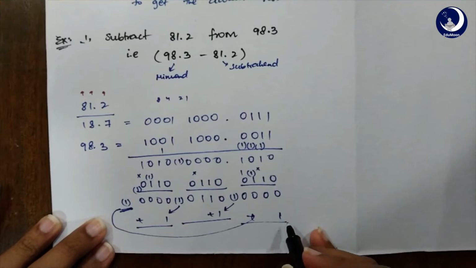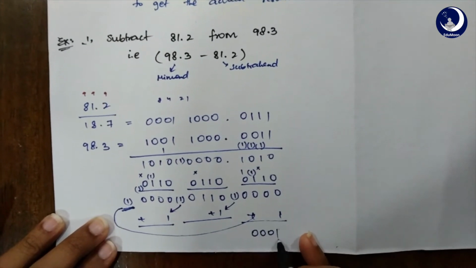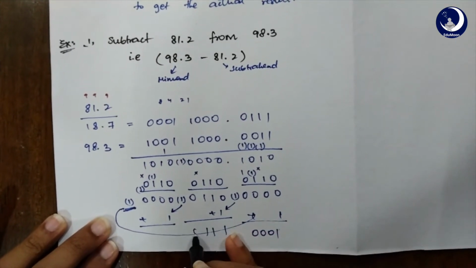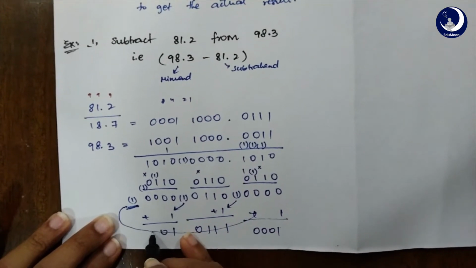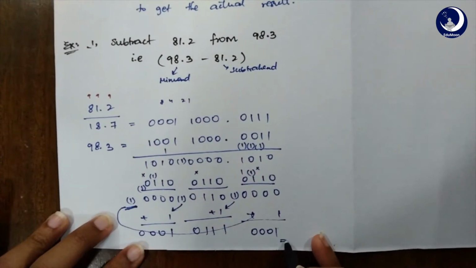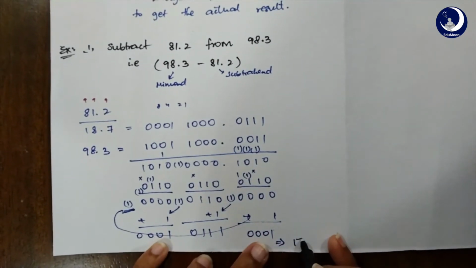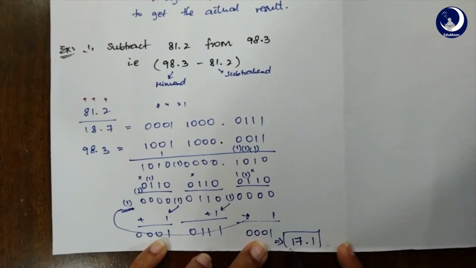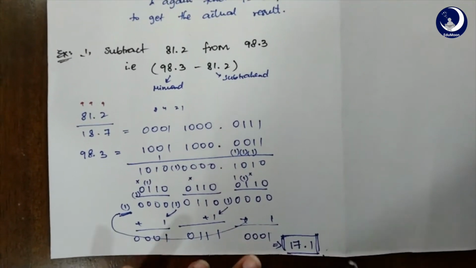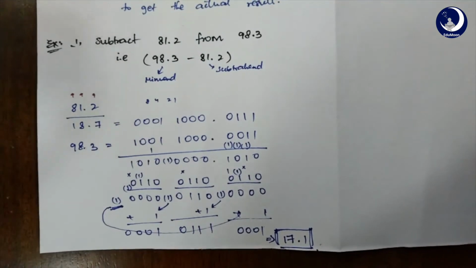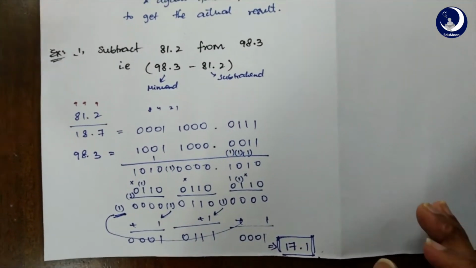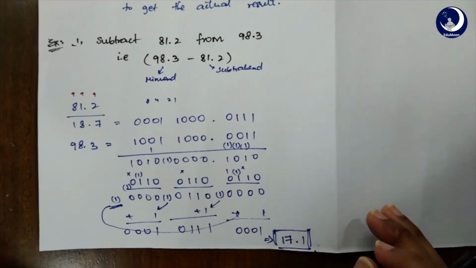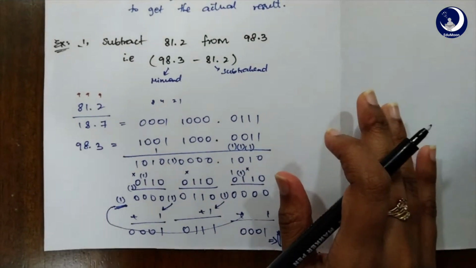So now this becomes 0001, 0111, dot, 0001. So what will be your final answer? It is 17.1. This is your final answer. I hope you guys are very clear. Just go through the rules perfectly and you can solve any other problem. Now let's take another example.